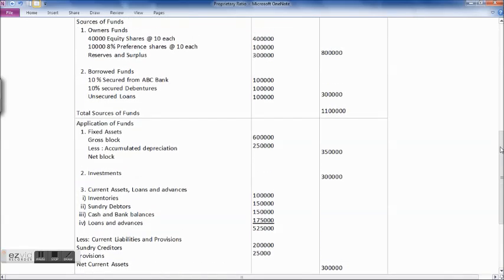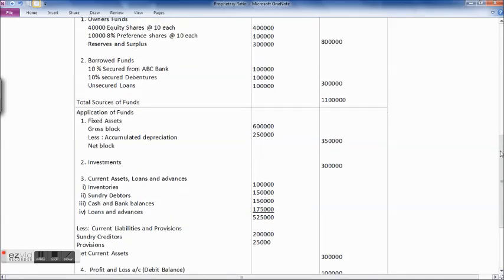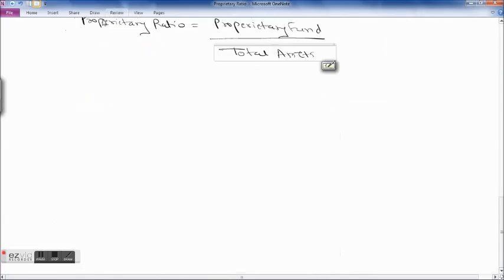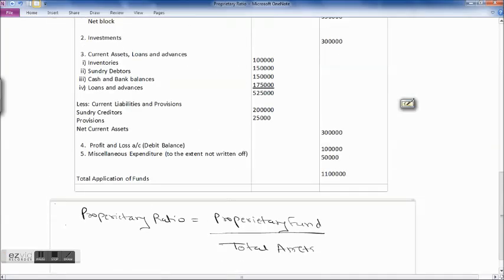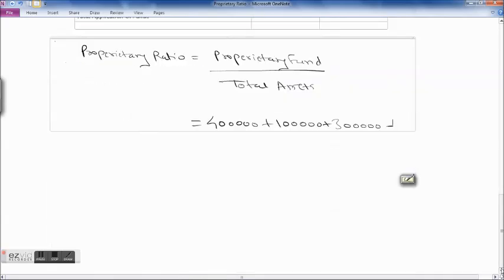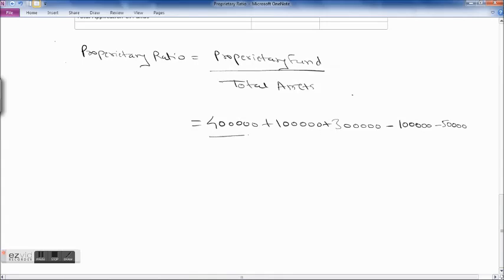So how much is the equity share capital? It comes to 4 lakh, that is equity share capital, plus 1 lakh is preference share, plus 3 lakh is reserves and surplus, minus fictitious assets. So how much is the fictitious assets here? Profit and loss account debit balance is 1 lakh and miscellaneous expenditure is 50,000. So minus 1 lakh, minus 50,000, divided by total assets.